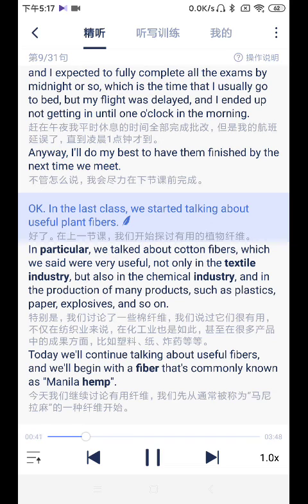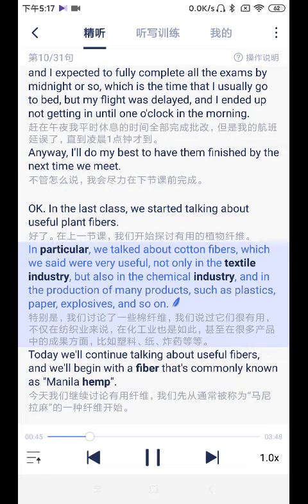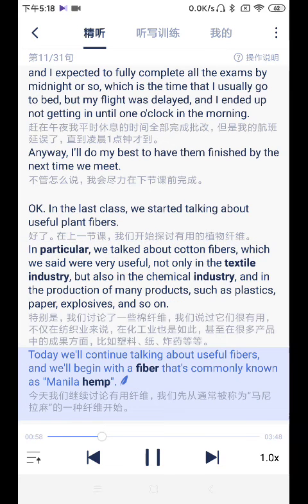Okay, in the last class we started talking about useful plant fibers. In particular, we talked about cotton fibers, which we said were very useful not only in the textile industry, but also in the chemical industry and in the production of many products, such as plastics, paper, explosives, and so on. Today we'll continue talking about useful fibers, and we'll begin with a fiber that's commonly known as manila hemp.